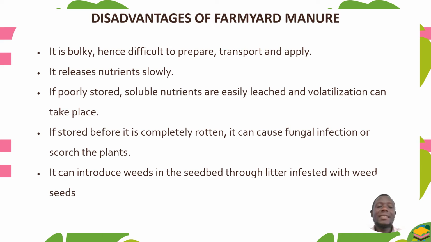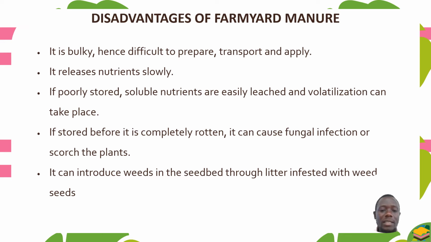The other thing is organic manure releases nutrients very slowly as compared to inorganic ones. If poorly stored, soluble nutrients are easily leached and volatilization can take place. So we've talked of storage. If these organic manures are poorly stored, there will be volatilization as well as leaching. So those are some of the disadvantages.